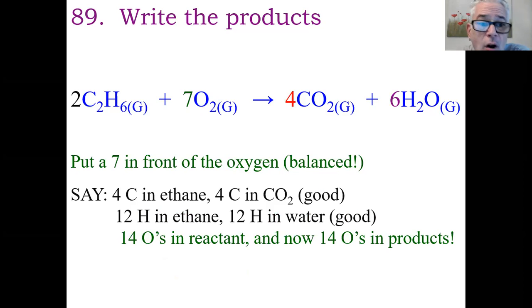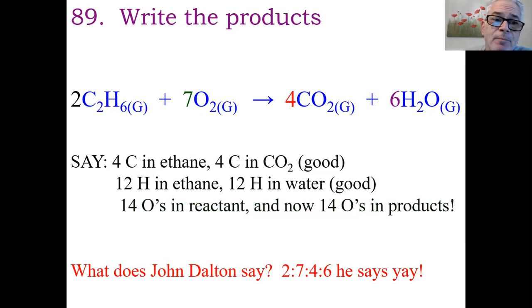Say it. 4 carbons in the front, 4 carbons in the back. 12 hydrogens in the front, 12 hydrogens in the back. We have 14 oxygens in the front. And there's 8 oxygens in carbon dioxide and 6 more. 8 and 6 is 14. It's balanced. What does John Dalton say about this? He says 2 to 7 to 4 to 6. John Dalton says, yay. We did it again.